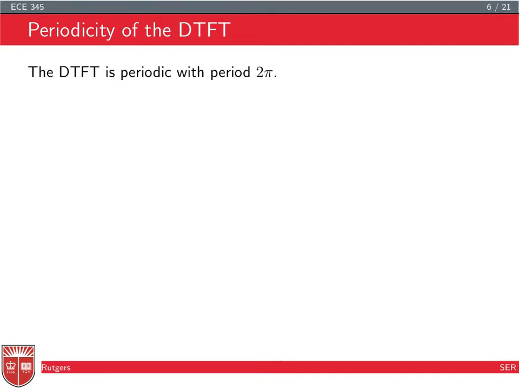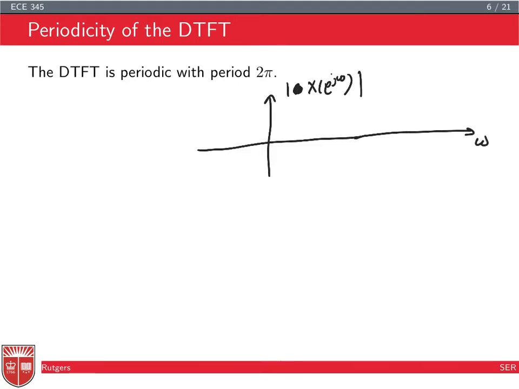An important property of the DTFT is that it is periodic in omega and has period 2π. To give you an example, let's suppose X(e^{jω}) is complex, so let's take the amplitude of it. On the axis here you have omega, and let's suppose this is the interval between negative π and positive π, and let's suppose it looks something like this.